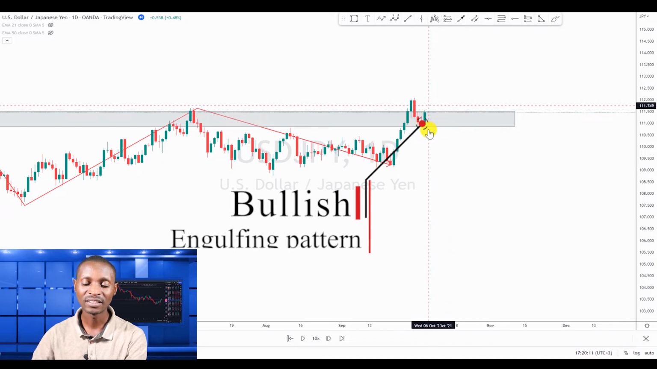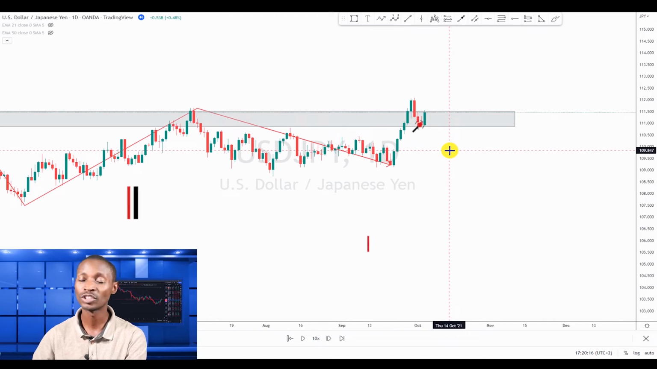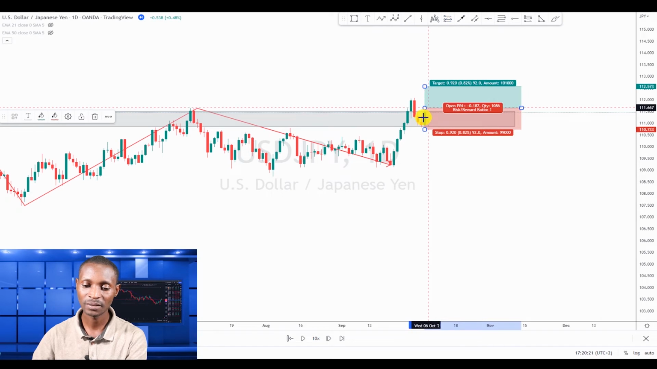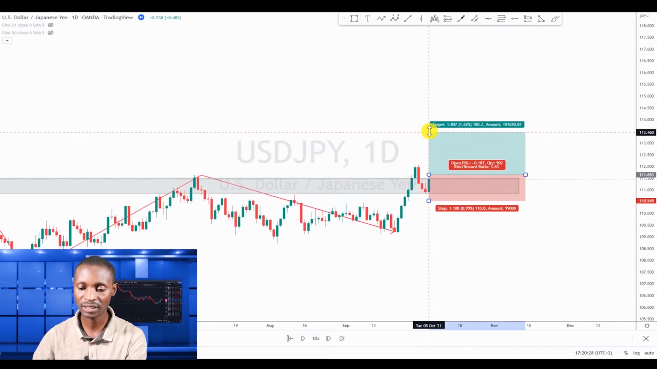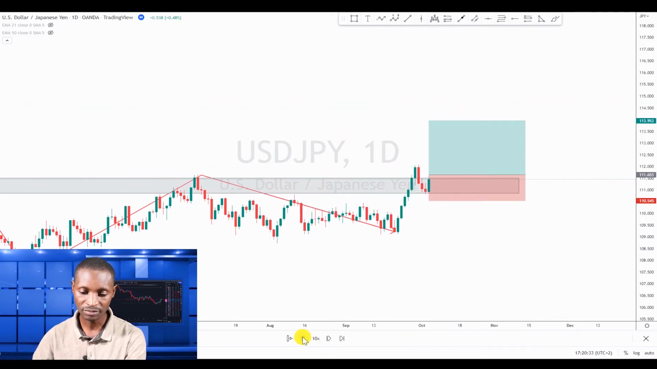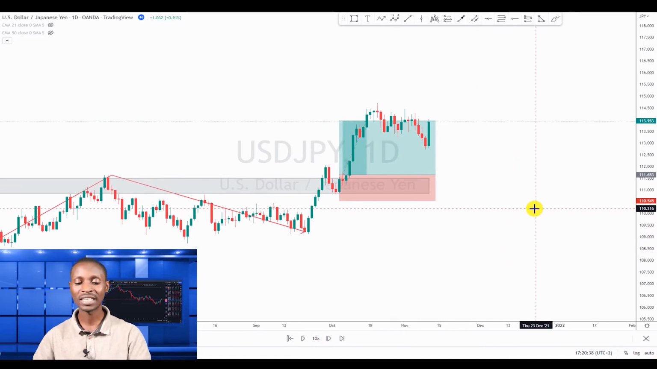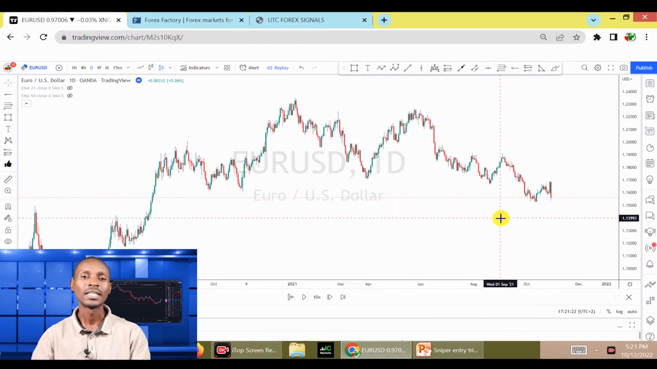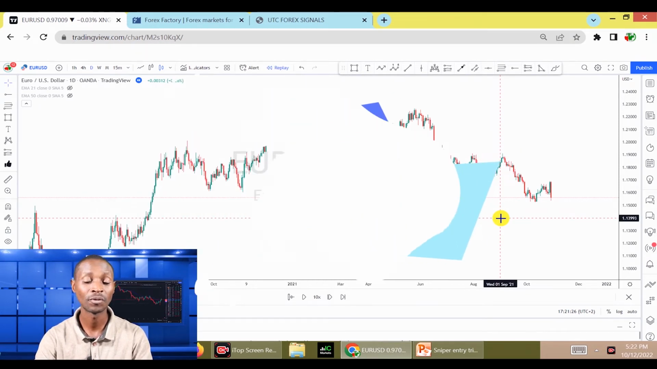Now this is a signal that the buyers are willing to step into this market and continue to push the market higher. So you will put your buy stop above the pattern, and the stop loss will need to be placed below your pattern, and the target for this case is going to be set at a reward to risk ratio of 2. And you see that the buyers have pushed the market up and hit the target easily. The second technique of trading engulfing candlestick patterns is to combine them with resistance.